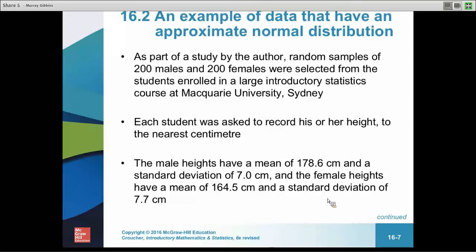So let's put it together in some examples, see what we can do. We've looked at 200 males, 200 females, we've selected a study and we've recorded their heights. We've found that males have an average height of 178.6 centimetres with a standard deviation of 7, and females a mean of 164.5 with a standard deviation of 7.7 centimetres.